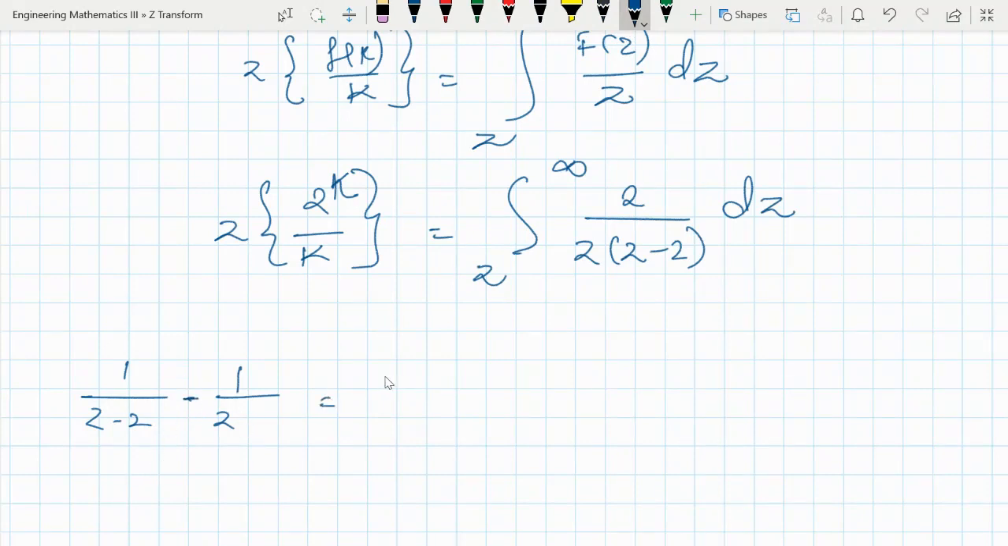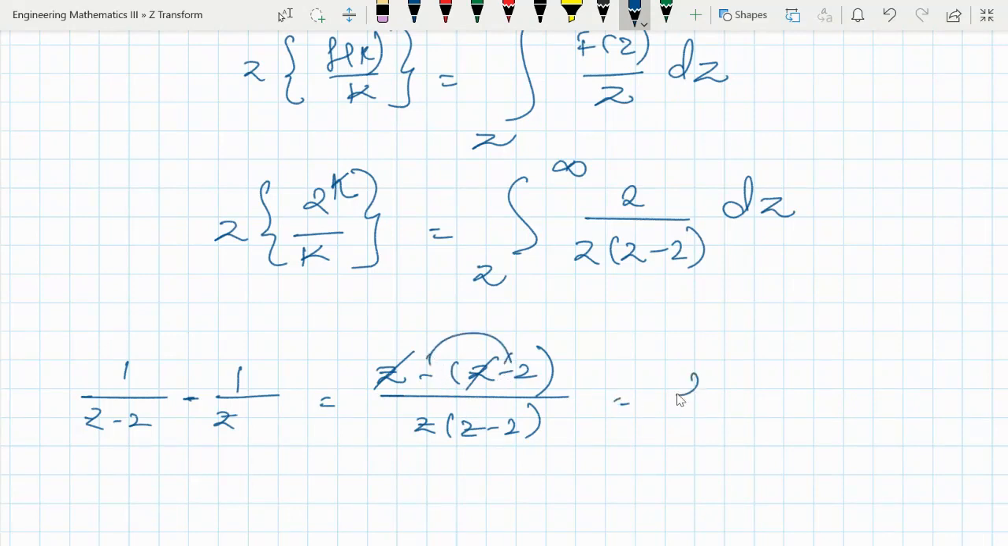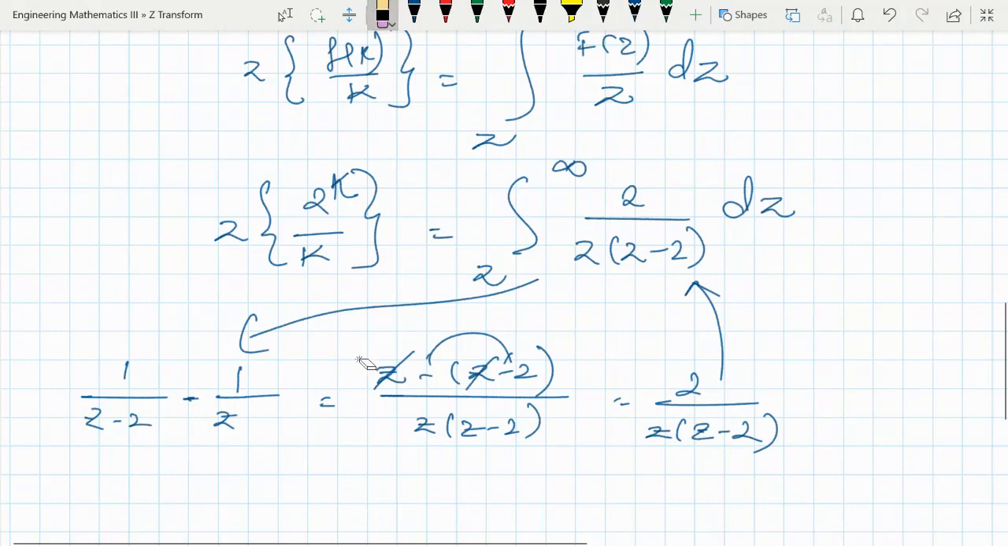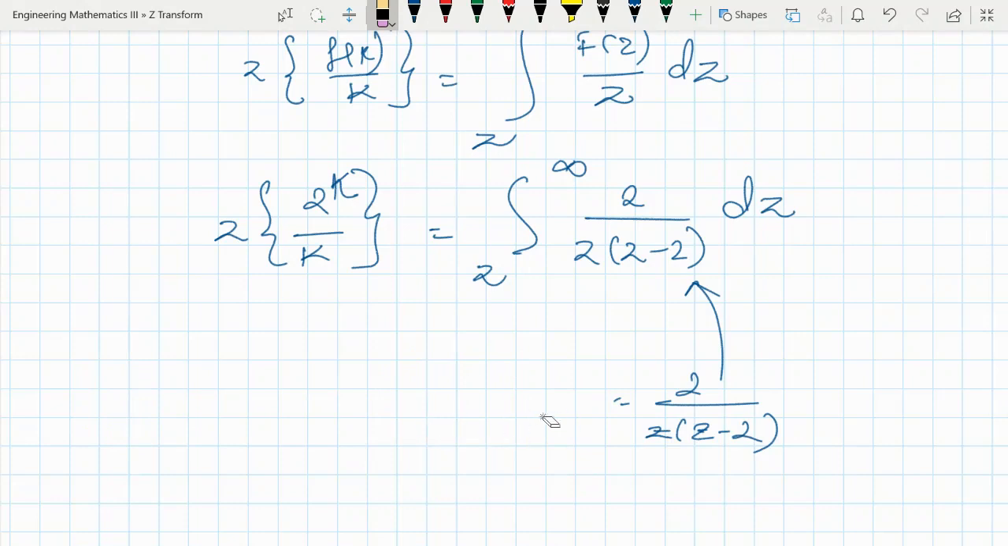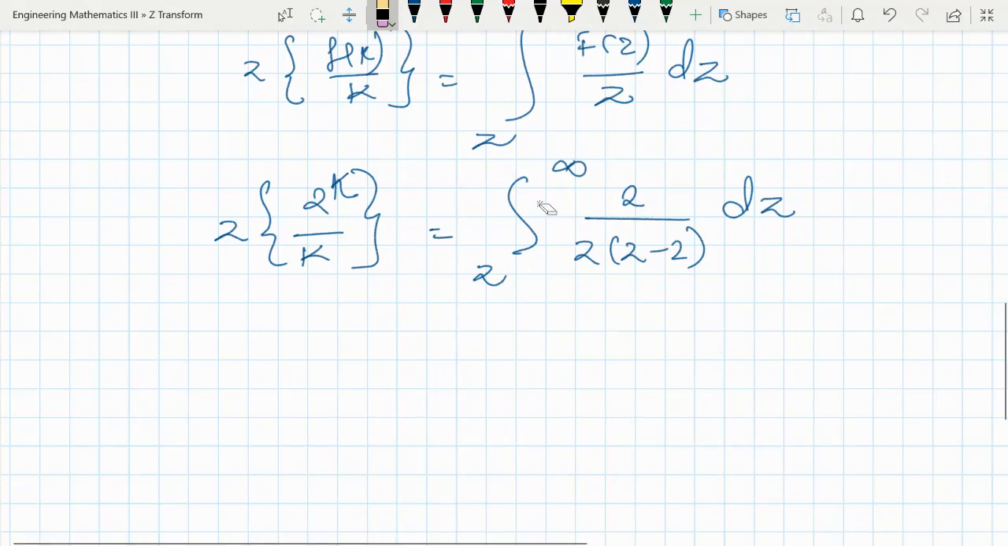So if we cross multiply, what do I get? This is z obviously. z minus (z minus 2) divided by z into z minus 2. Okay. Now see, this z minus z cancels. Minus minus becomes plus. This is 2 upon z into z minus 2. See, this is the same. It means the partial fraction of this is 1 upon z minus 2 minus 1 upon z, isn't it? Okay, so you can just do it by trial and error, or you may have to go back and check the partial fraction from your high school mathematics.